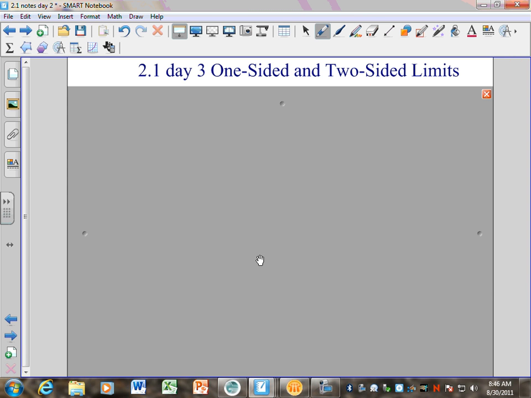Like if we said, let's take the limit as x approaches 0, we're looking at what happens as we get closer and closer to 0 from both sides. But we can also just look at a one-sided limit, like what's happening as we approach from the right or what's happening as we approach from the left.